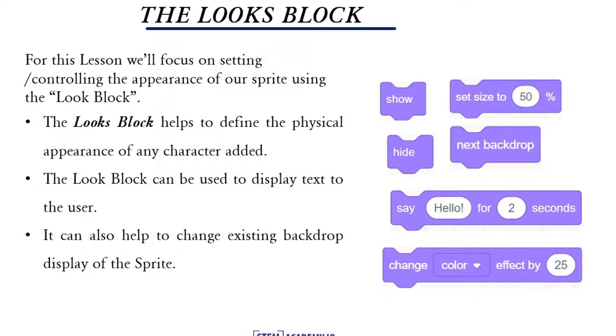The looks block can be used to display text to the user. It can also help to change the existing backdrop display on the stage. On the right side of the screen are some examples of our looks block. Now we're going to dive into the Scratch program and start our project. Follow along.